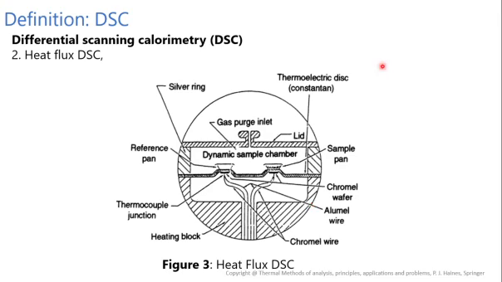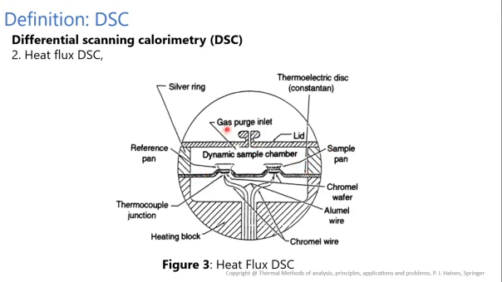Then this is the particular heat flux DSC. In that, these are the heaters, the common heaters, same heaters for the sample and the reference. This is the sample and this is the reference, where we have a chromel wire and aluminum wire. So these are the sensors which are used to detect, or note, the temperature of that particular sample. Then these are the heating blocks. This is where the thermocouple junction is placed. Then this is the sample pan, and this is the reference pan.